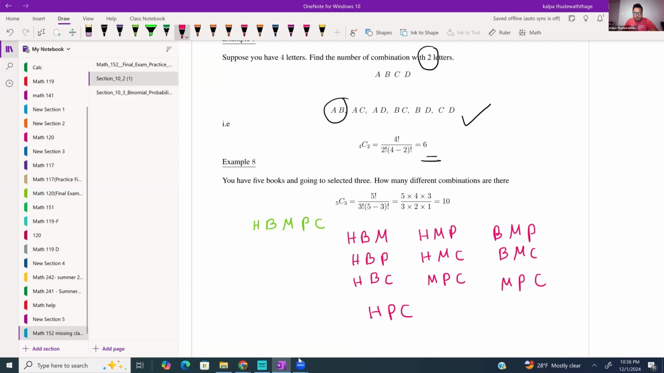Remember, if I choose history, business and math, I will not write math, business and history. Of course, it's a different arrangement. If it is a password, it really matters, because in a password the order matters. But when I read 3 books, it doesn't matter the order. I just select the 3 books. That's it. Okay. Right.